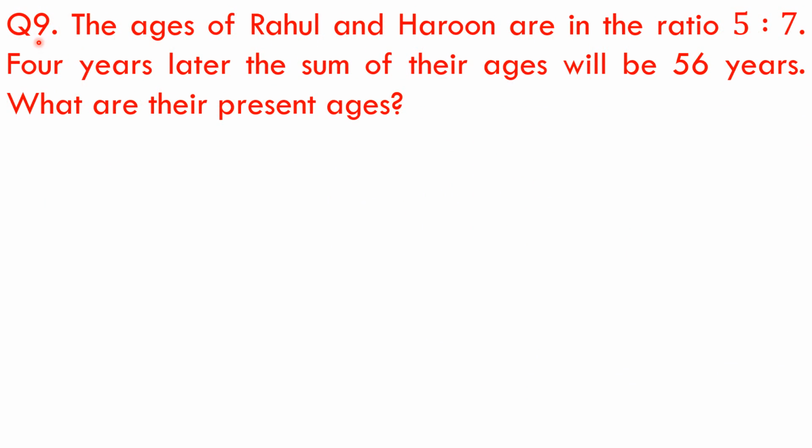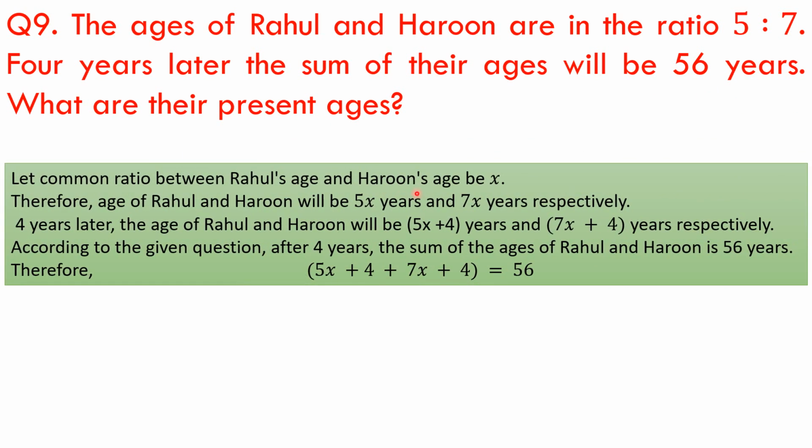Question number 9. The ages of Rahul and Harun are in the ratio 5:7. 4 years later, the sum of their ages will be 56 years. What are their present ages? Let common ratio between Rahul's age and Harun's age be x. Therefore, Rahul की एज हो जाएगी 5x and Harun की एज हो जाएगी 7x.